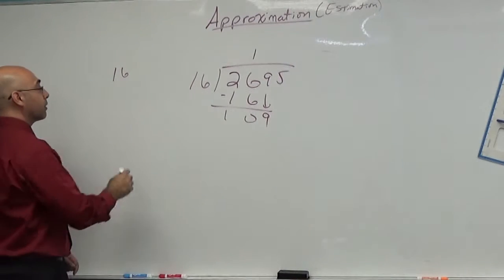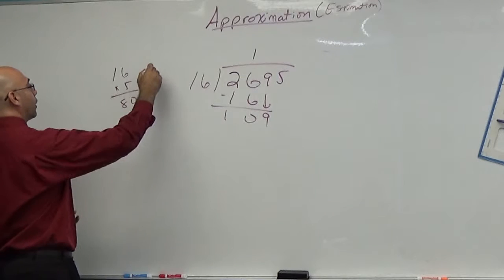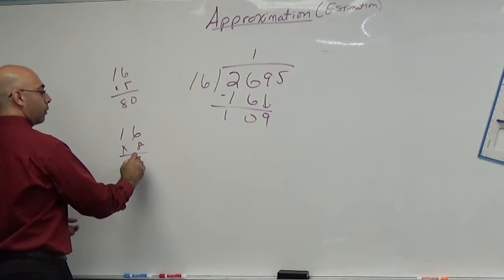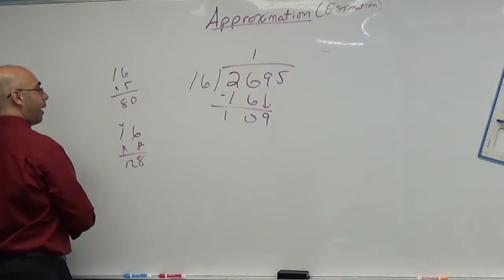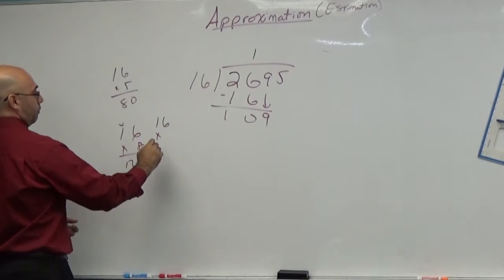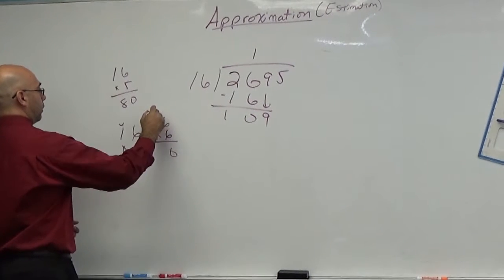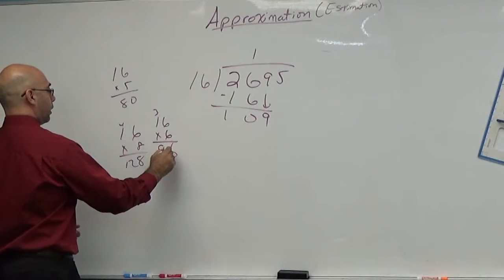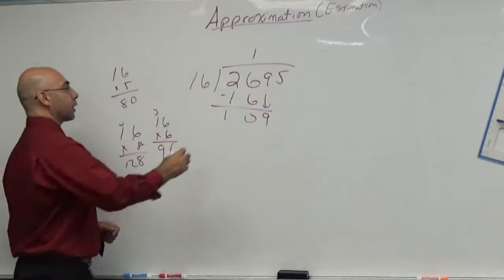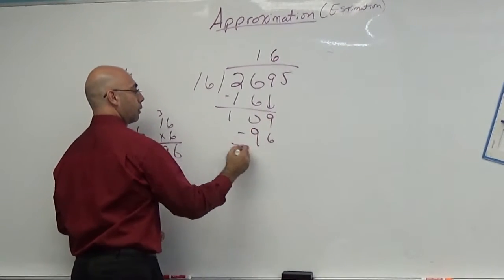I'm going to just try in the middle. 16 times 5, that's 80. That's too small. So I'm going to try 16 times 8. What's 6 times 8? 48? Yeah. 8 is too big. I'm going to try 16 times 6. So 96. I think that works out. 96. Yeah. So we'll do 6. So that becomes a 96.